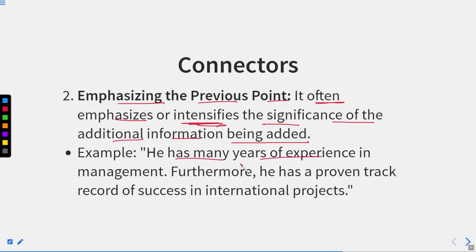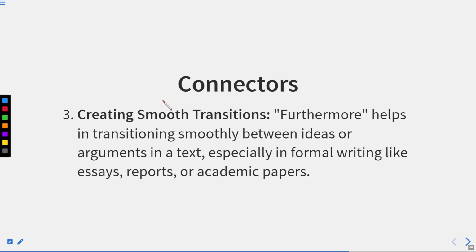He has many years of experience in management. Furthermore, he has a proven track record of success in international projects. So this will emphasize his qualifications, or this will give weight to that. Creating smooth transitions: furthermore helps in transitioning smoothly between ideas or arguments in a text, especially in formal writing like essays, reports, or academic papers.